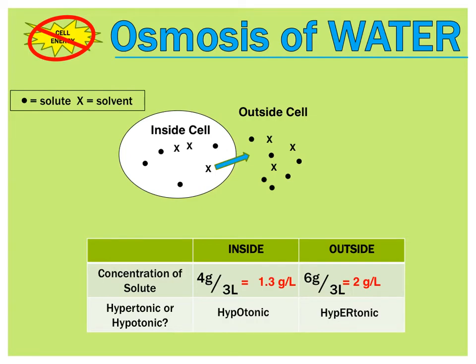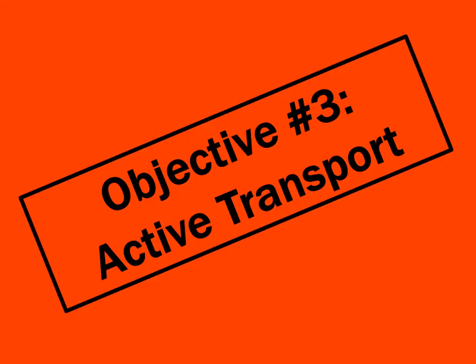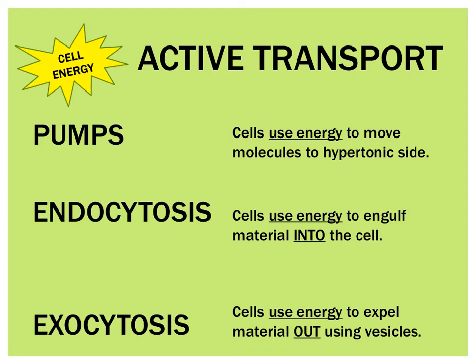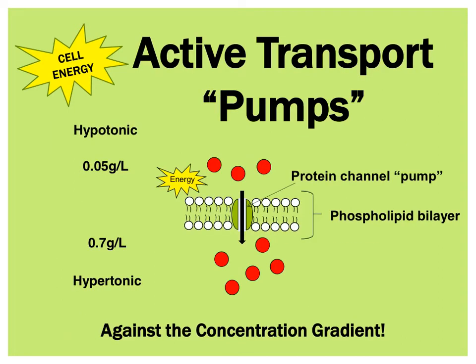In objective number 3, you are to describe various types of active transport. The 3 types of active transport that you learned about are the pumps, endocytosis, and exocytosis. In this example of active transport, you are seeing solute being pumped using energy in the form of ATP to an area of higher concentration, which is against the concentration gradient. We're going from hypo to hypertonic situations using energy.